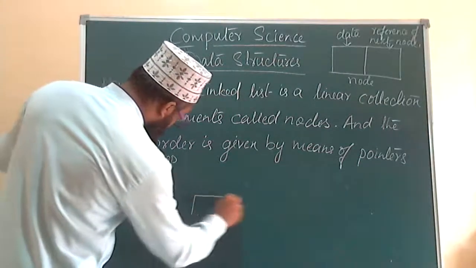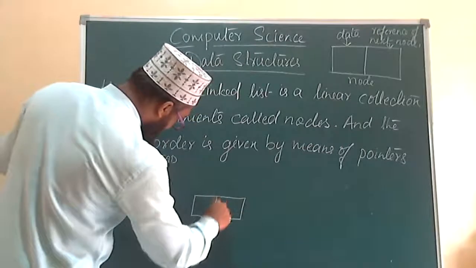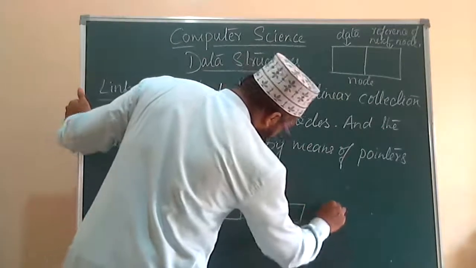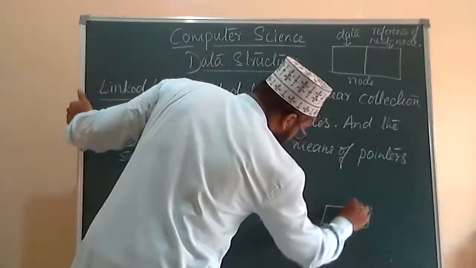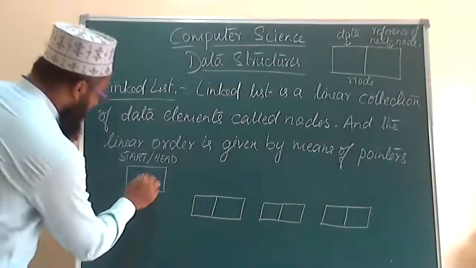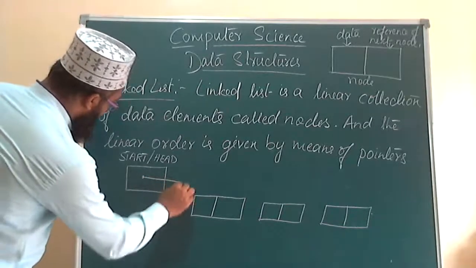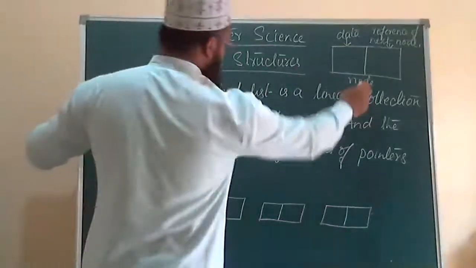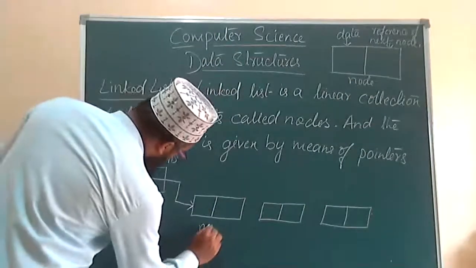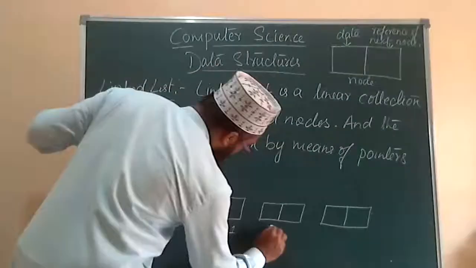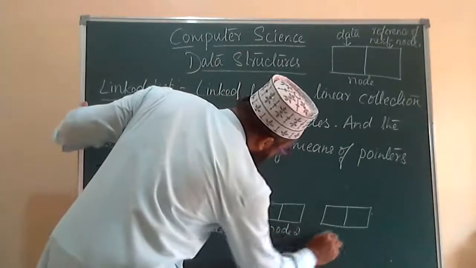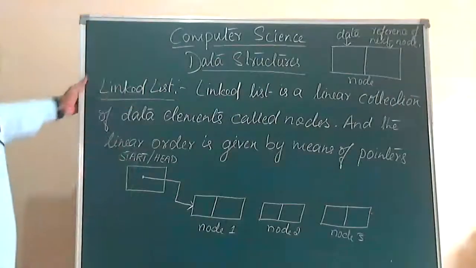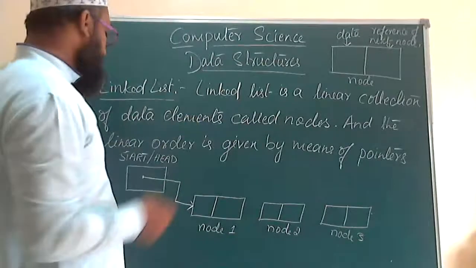Look here. This is a linked list which has some number of nodes. This is a start pointer. It connects to the first node. Then there are a number of nodes: node 1, node 2, node 3, like n number of nodes up to node n. Any number of nodes you want, you can create.